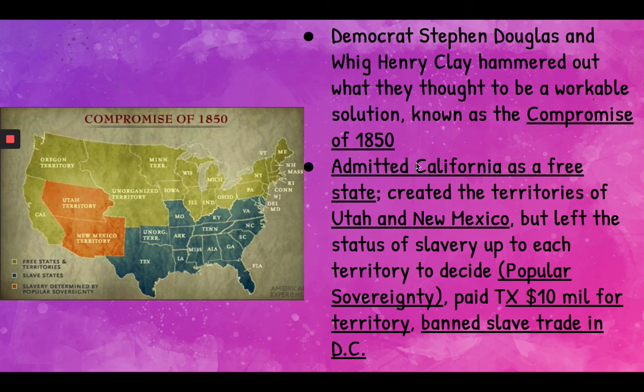Number one, it admitted California as a free state. It created the territories of Utah and New Mexico, but left the decision of slavery up to each territory, which we know is known as popular sovereignty, when they get to choose for themselves. The U.S. government paid $10 million for this territory right here, and it banned slavery or the slave trade in Washington, D.C., which is a big deal because Washington, D.C. was a huge hub for the slave market. So that question, how was the issue of representation in the New West solved? It was solved through the Compromise of 1850, and you should know all these different parts of it.